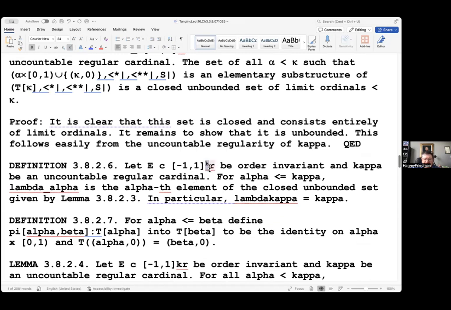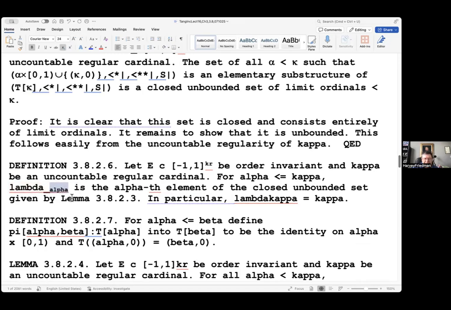So let E be order invariant and kappa be an uncountable regular cardinal. For alpha less than or equal to kappa, lambda sub alpha is the alpha-th element of the closed unbounded set given by the previous lemma. So we want to enumerate this. And in particular, the top one is lambda sub kappa, which is just kappa.